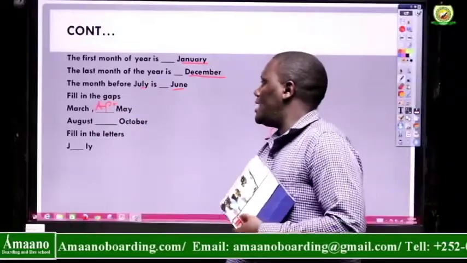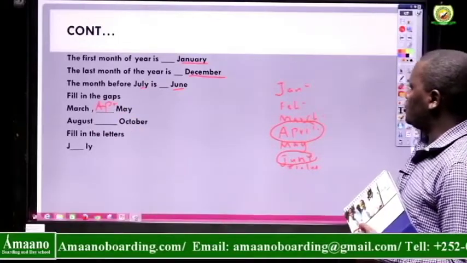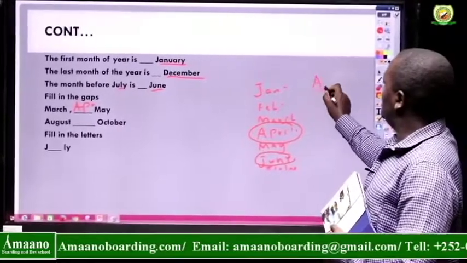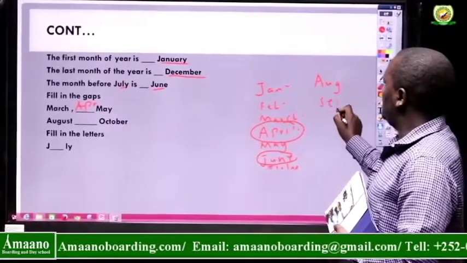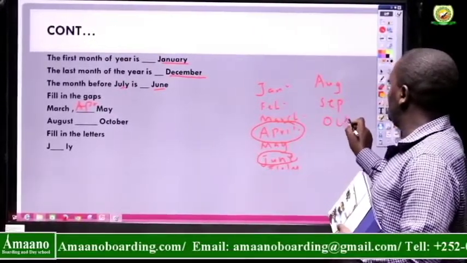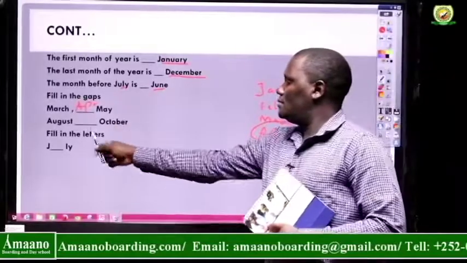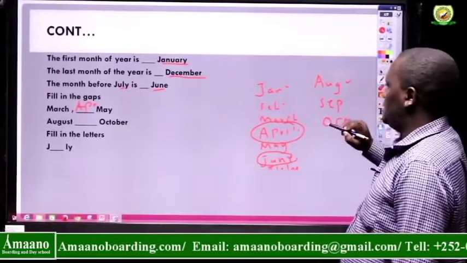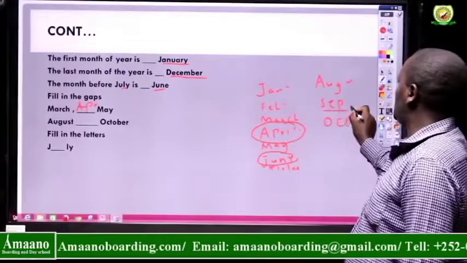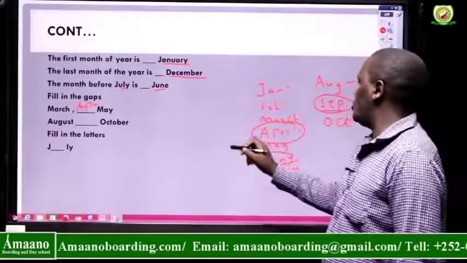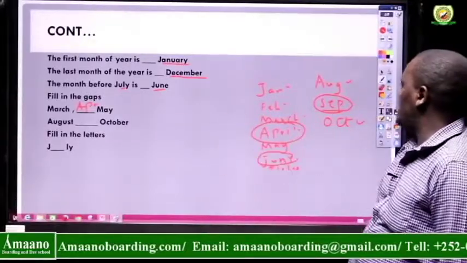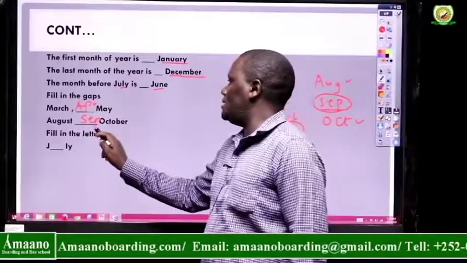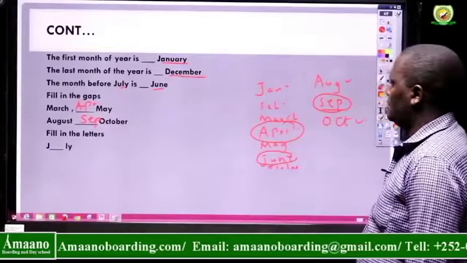The next part is August, dash, October. We read July, then August, September, October. So we fill that gap. We have August, dash, September, and then October. The month missing there is September. In short form, we write S-E-P.